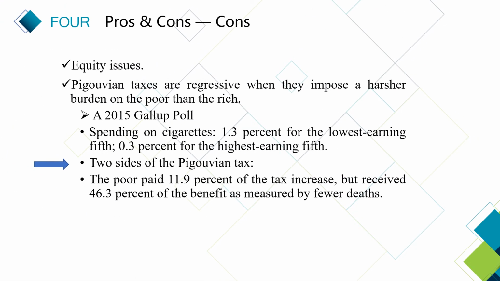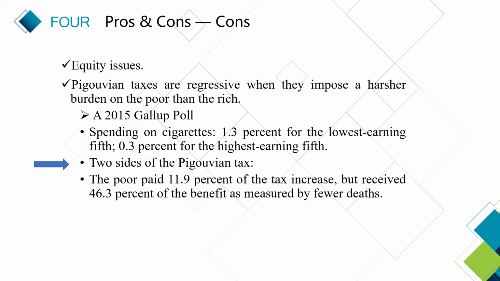Moreover, there are equity issues. Pigouvian taxes are regressive when they impose a harsher burden on the poor than the rich. Because it's a flat tax, Pigouvian taxes take a greater percentage of a poor person's income. A $10 tax takes more out of $100 than it does out of $1,000. It becomes more regressive if it is imposed on goods and services the poor are more likely to use.